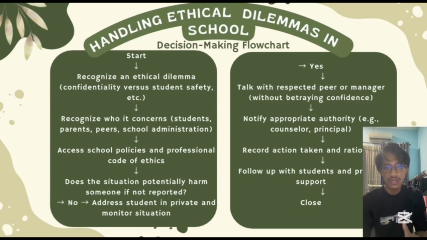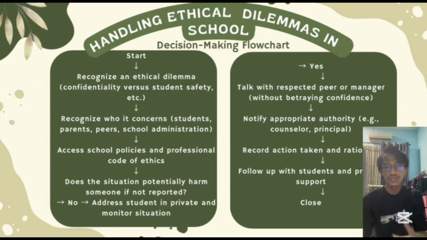Start. Recognize an ethical dilemma. Next, recognize who is concerned: student, parent, peer, school administration. Next, assess school policy and professional code of ethics. Next, does the situation potentially harm someone if not reported?